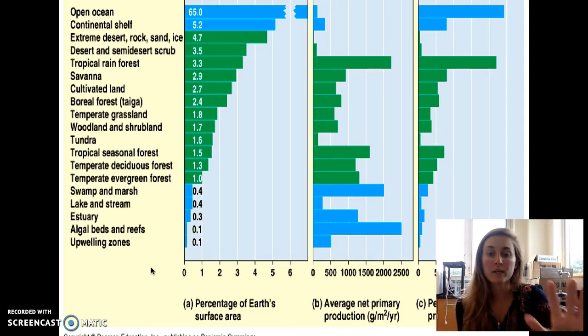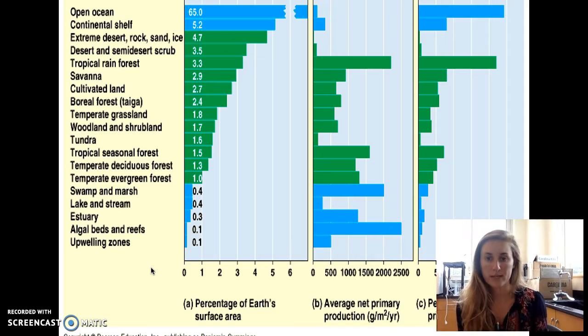If you want to, take a minute to pause and look at this graph. Try to interpret it on your own. If you want me to go over it, please bring it up during class. This is looking at net primary productivity based on biome. Take a look at this, see if you can garner any information from this.